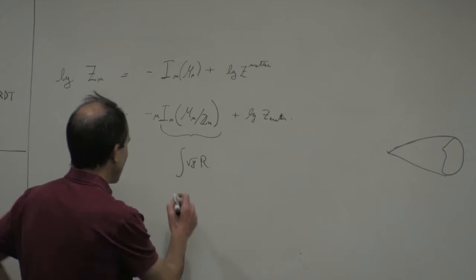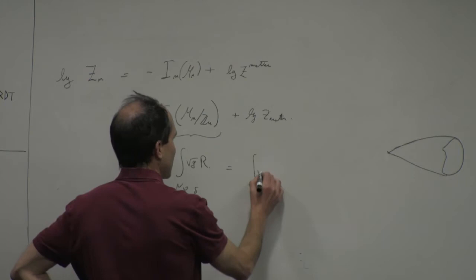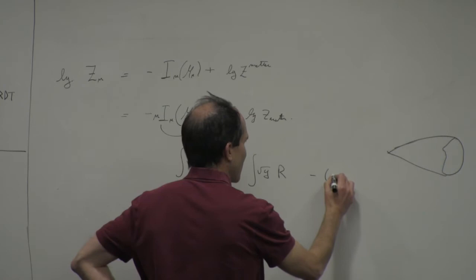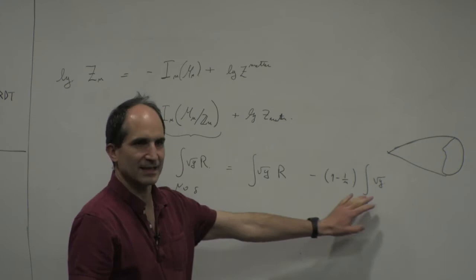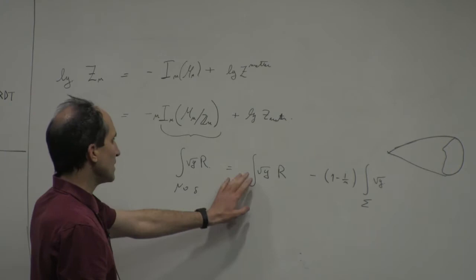But you can write the same thing as the integral of square root of g R, where you do include the delta function. But then at the same time, you subtract the delta function: the integral over the codimension 2 surface of square root of g. So this is an integral over the whole manifold, and this is an integral over the codimension 2 surface, the rest of the dimensions at this point. All this is doing is subtracting the same thing that we added.